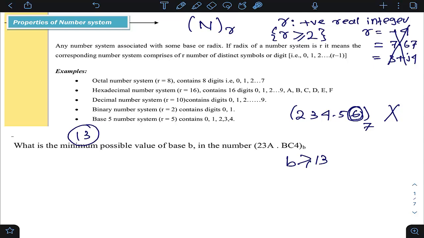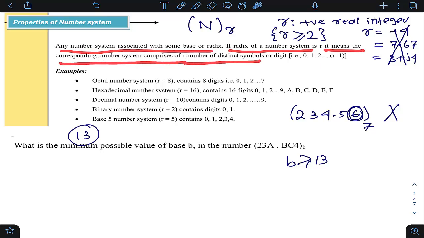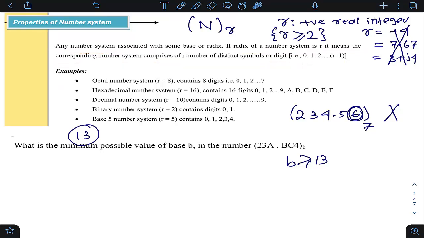R is always a real positive integer, and generally its value is greater than or equal to 2. If the radix of a number is r, then it can use the digits 0, 1, 2 up to r minus 1. Any number system is associated with some base or radix. If the radix of a number system is r, it means the number system comprises r distinct symbols, that is, the digits 0, 1, 2 up to r minus 1.